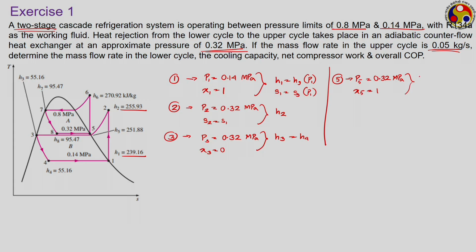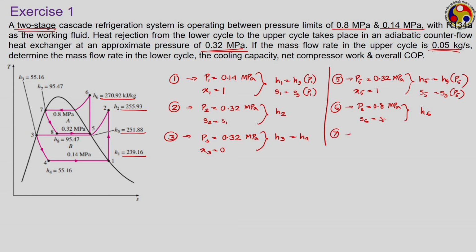So, combining this we can get H5 to be equal to Hg corresponding to P5, and S5 is equal to Sg corresponding to P5. Point number 6, we know P6 is equal to the highest pressure of the cycle, which is 0.8 megapascal, and S6 is equal to S5. From there we can get H6. So, this is your H6 and H5 is marked here.